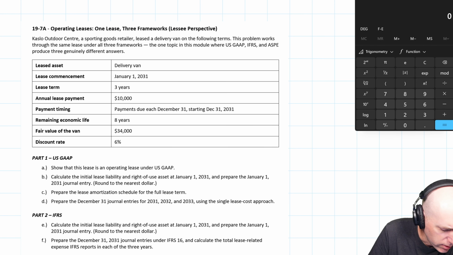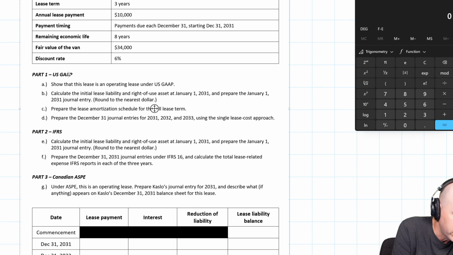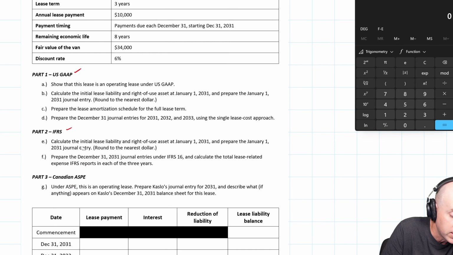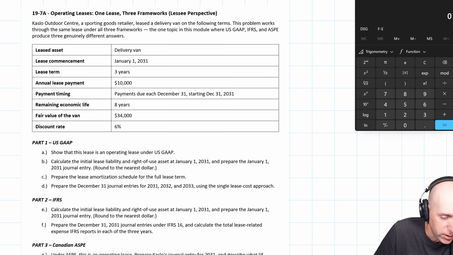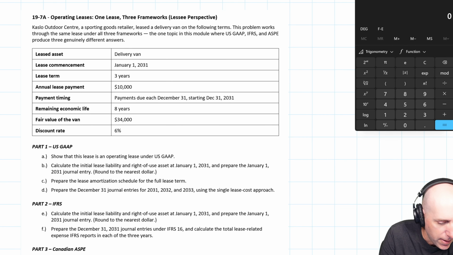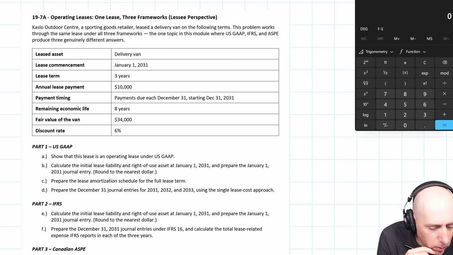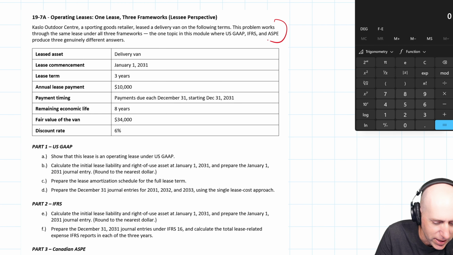So let's jump into it. That's why we take it on in three parts. We'll do US GAAP first, IFRS second, and Canadian ASPE, which is actually a really easy method, we'll do that third. But let's start with US GAAP and work our way through. Castle Outdoor Center, a sporting goods retailer, leased a delivery van on the following terms, and then it just discusses that the three frameworks are totally different here.